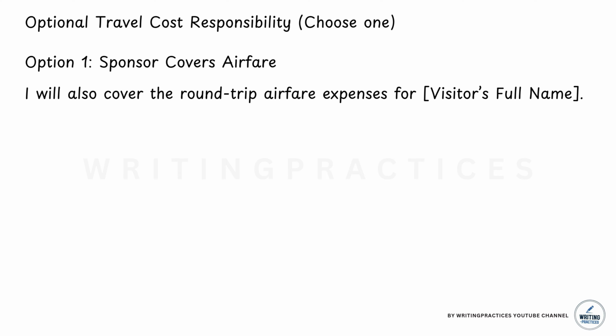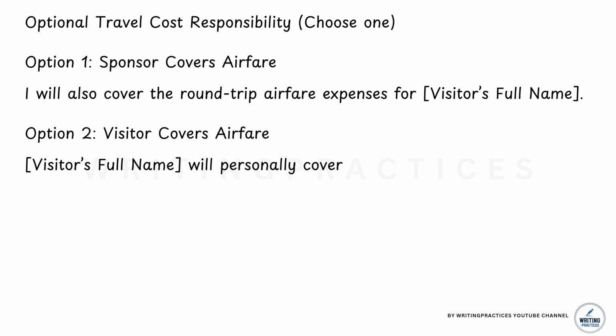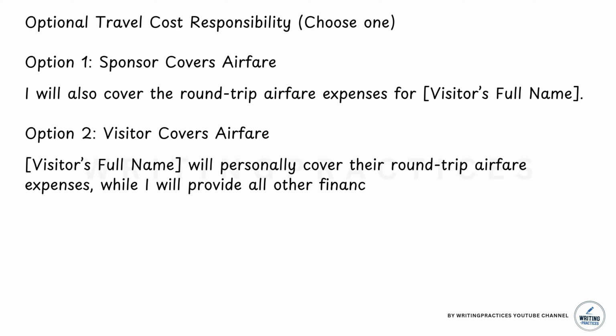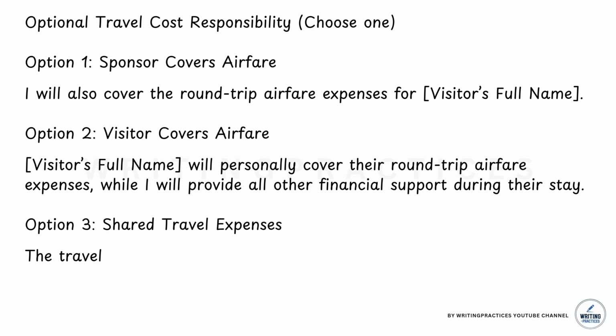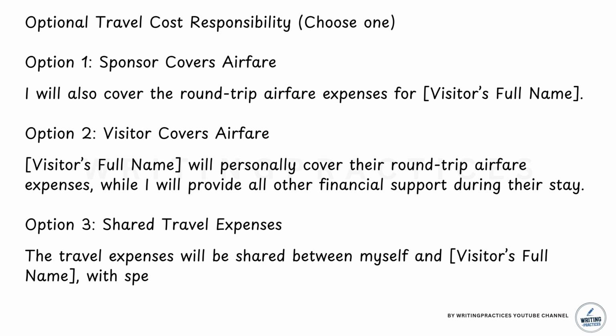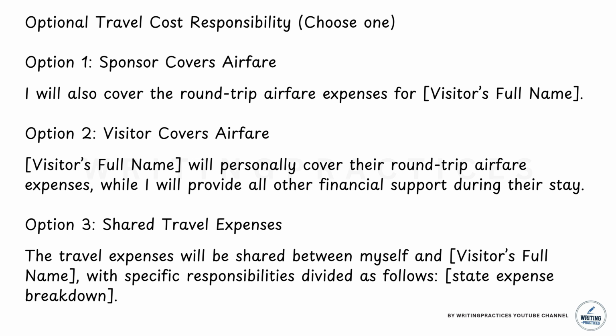Paragraph 5. Travel cost responsibility. Choose only one option depending on who will pay for airfare. If the sponsor covers airfare, write, I will also cover the round-trip airfare expenses for Sarah Anderson. This shows full sponsorship. Attach proof of financial ability. If the visitor pays airfare, write, Sarah Anderson will personally cover her round-trip airfare expenses, while I will provide all other financial support during her stay. This clearly divides responsibilities. Make sure the visitor can prove airfare funding.